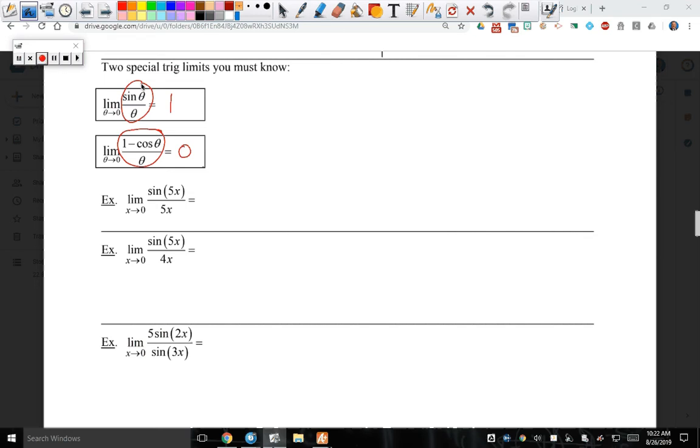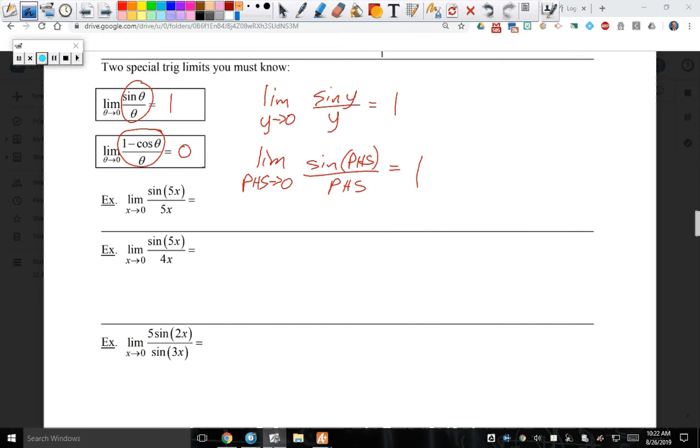Okay? So you could see something that looked like sine of y over y as y is approaching 0. Anyone, what would that equal? 1. It could be sine of PHS over PHS. If PHS is approaching 0, what's this? 1. Okay, understand that those are the variables, because I want you to find those today. How about if it was approaching infinity? Would it equal 1? No, it's a different type of problem, okay? So the stipulations are they must approach that.